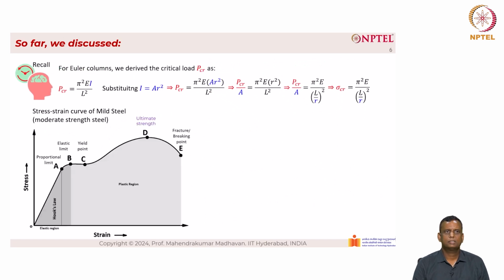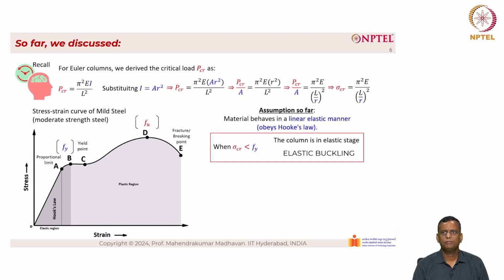When we look at the stress strain curve of mild steel, as you can see here, the stress is in the y-axis and strain is the x-axis. We have 3 points: proportional limit, elastic limit, and yield point. We also have the ultimate strength D and the fracture or breaking point E. Here the point B corresponds to Fy and point D corresponds to Fu. When sigma is less than sigma y, the column is in elastic stage, which corresponds to elastic buckling. The assumption so far is that the material behaves in a linear elastic manner which obeys Hooke's law.